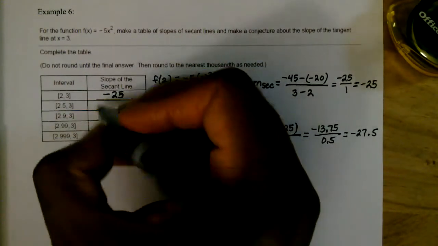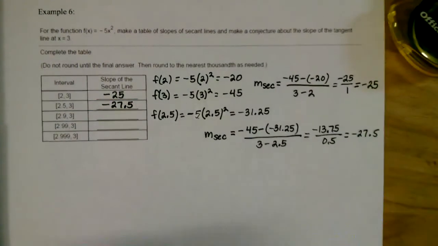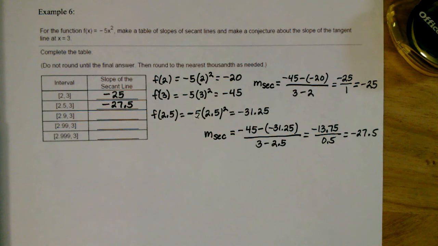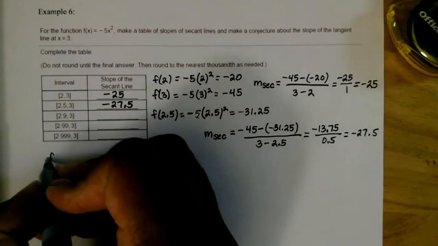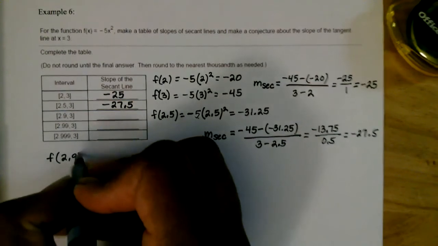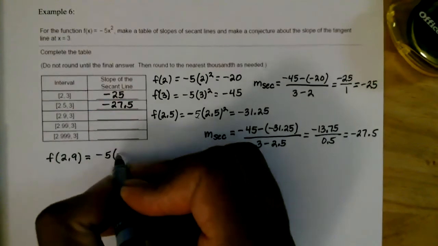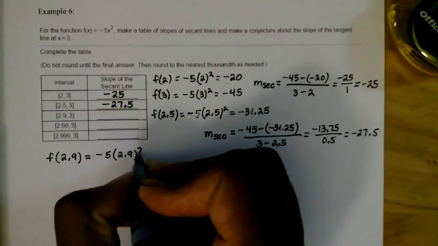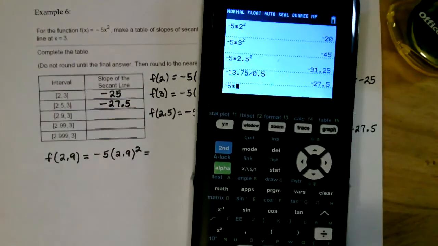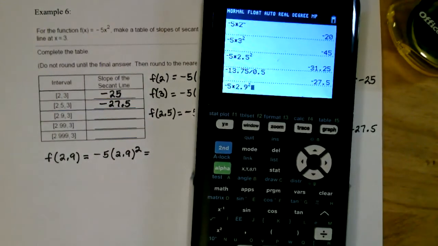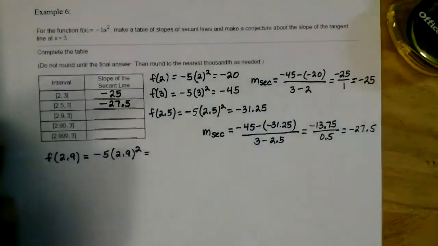So from 2.5 to 3, I get negative 27.5 for the slope of that secant line. And now from 2.9 to 3, let's find f of 2.9. That's going to be negative 5 times 2.9, and that's squared. That would give me negative 42.05 for f of 2.9.